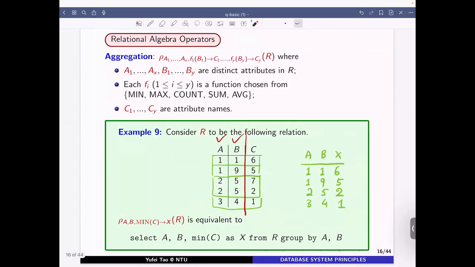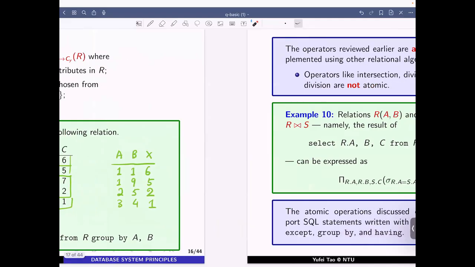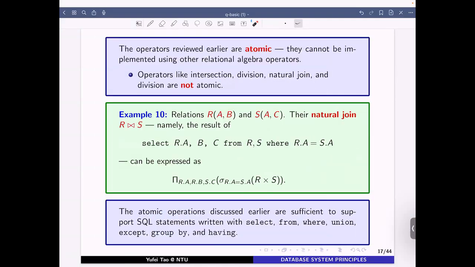Okay. So this is the formal definition of the output. Nice. So those are the so-called necessary relational algebra operators. And formally, we say that they are atomic. They cannot be divided any further. More formally, they are atomic because they cannot be implemented using other operators.